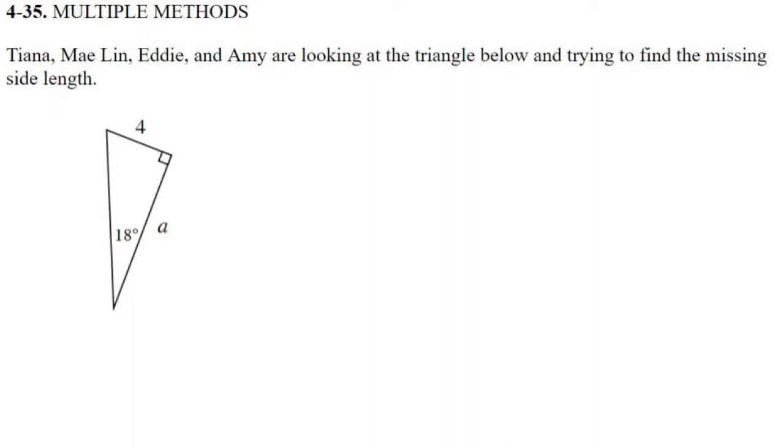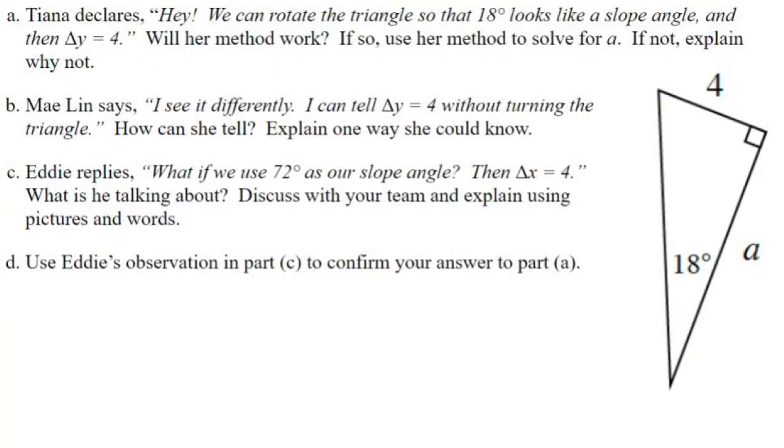So we're taking a look at 4-35, where Tiana, Maylin, Eddie, and Amy are all looking at this triangle, trying to find the missing side length. So let's see what they all have to say about that. Tiana says, hey, we can rotate the triangle so 18 degrees is our slope angle, and then our change in y is 4. Will that work?